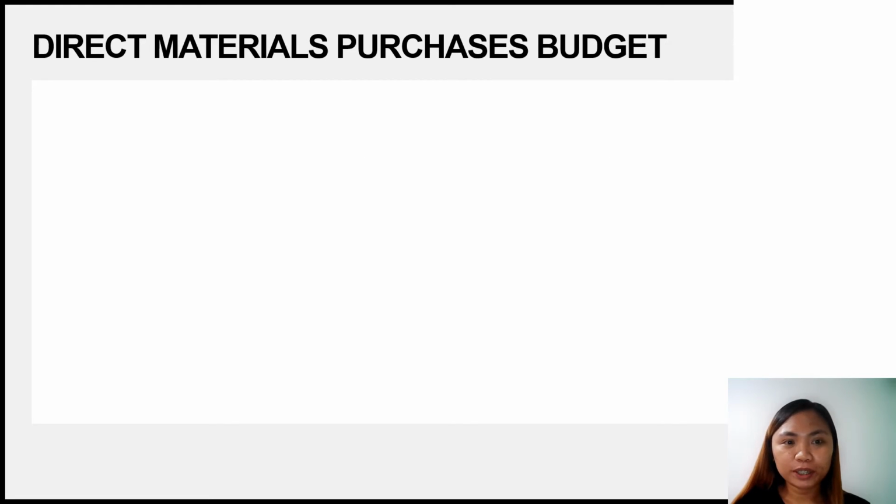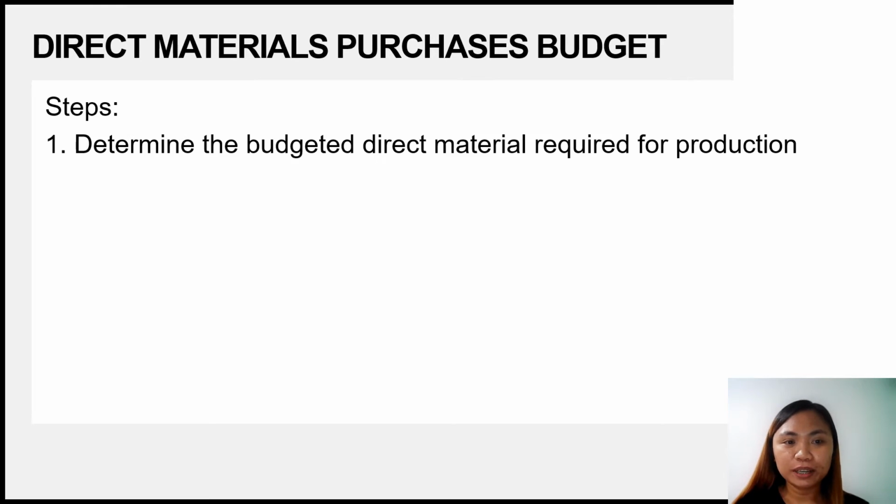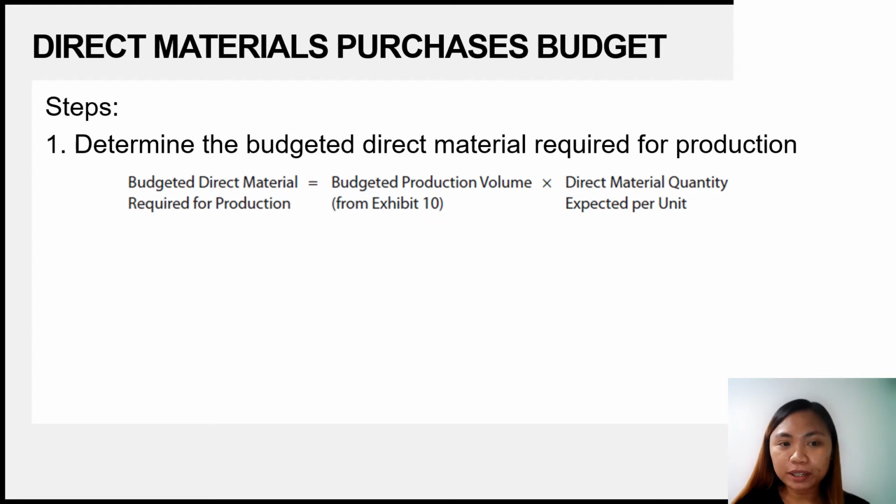To compute for the direct materials purchases budget, there are 3 steps to follow. The first step is to determine the budgeted direct material required for production, and the formula to compute that would be budgeted production volume multiplied by the direct material quantity expected per unit.